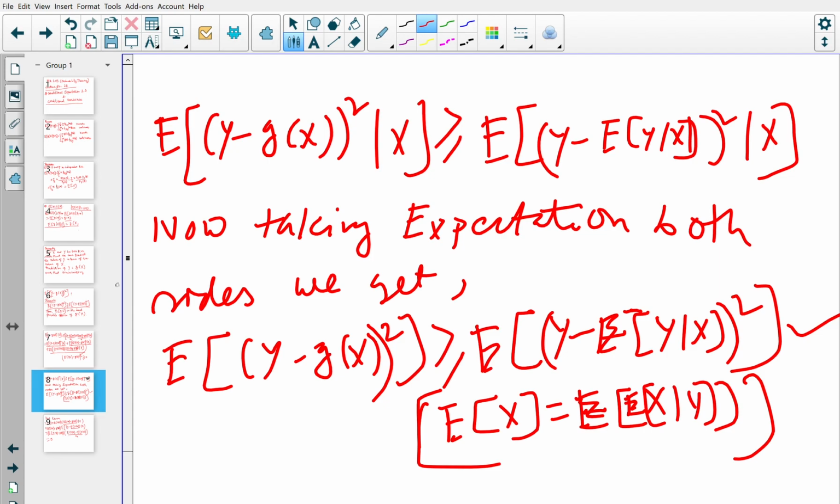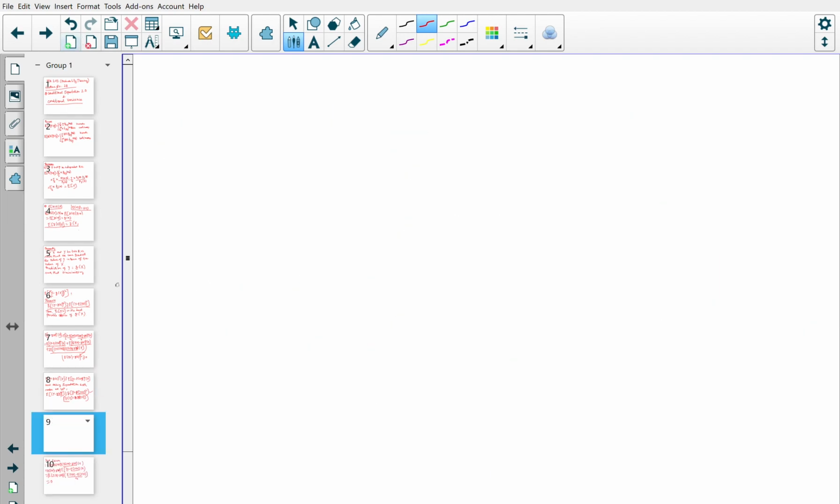So what does that mean? That means expectation of y given x is the best predictor, the best possible function g(x), by which you can predict the random variable y. So conditional expectation has an interesting meaning by which one can predict. Okay, clear? This is one way of thinking about these things.